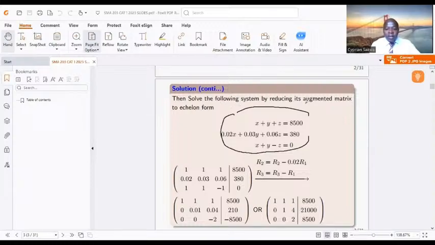First of all, I extract the augmented matrix by just extracting the coefficients. The first row, the coefficients are 1, 1, 1, then 8,500. The second equation gives us the second row where the coefficients are 0.02, 0.03, 0.06, and then 380. The third equation gives us the third row. So we extract the coefficients 1, 1, negative 1, 0. And this is the augmented matrix.